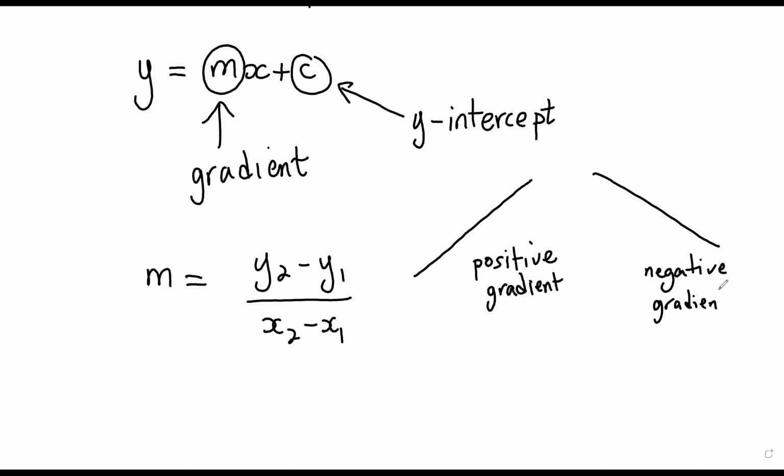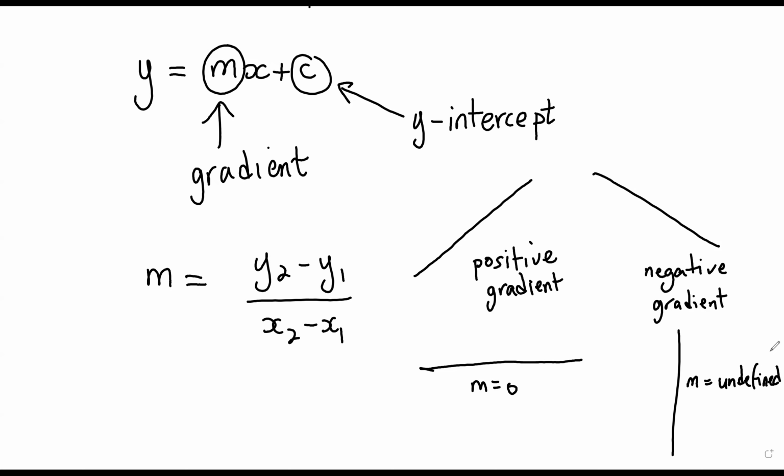What about a horizontal line? What kind of gradient does a horizontal line have? Zero. Yes, the gradient m is equal to 0. And of course, for a vertical line, the gradient is undefined. Perfect. So these are some of the things that we learned.